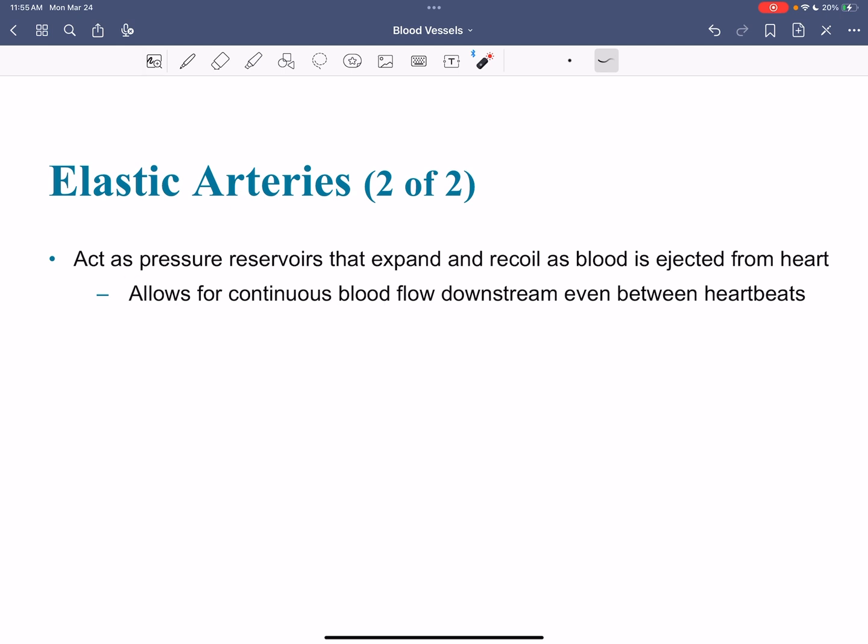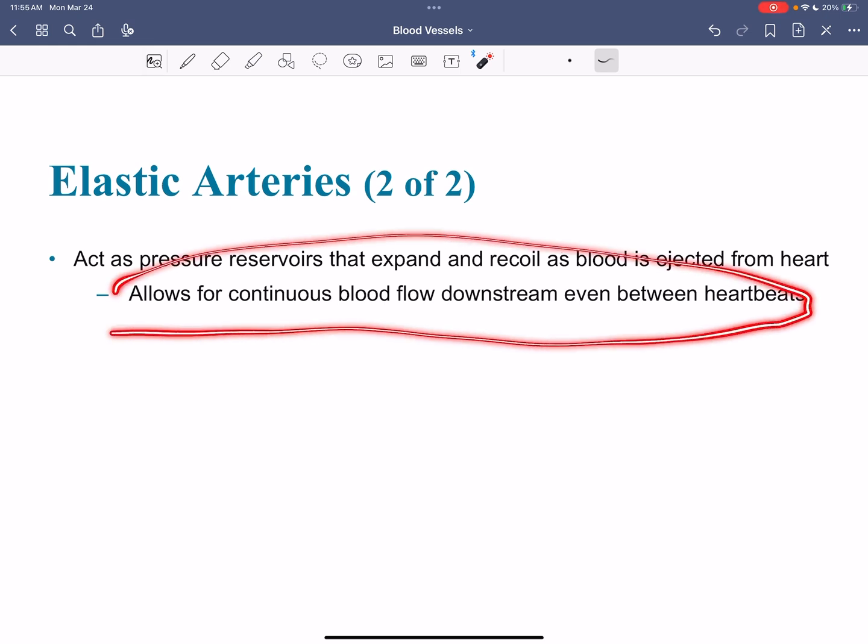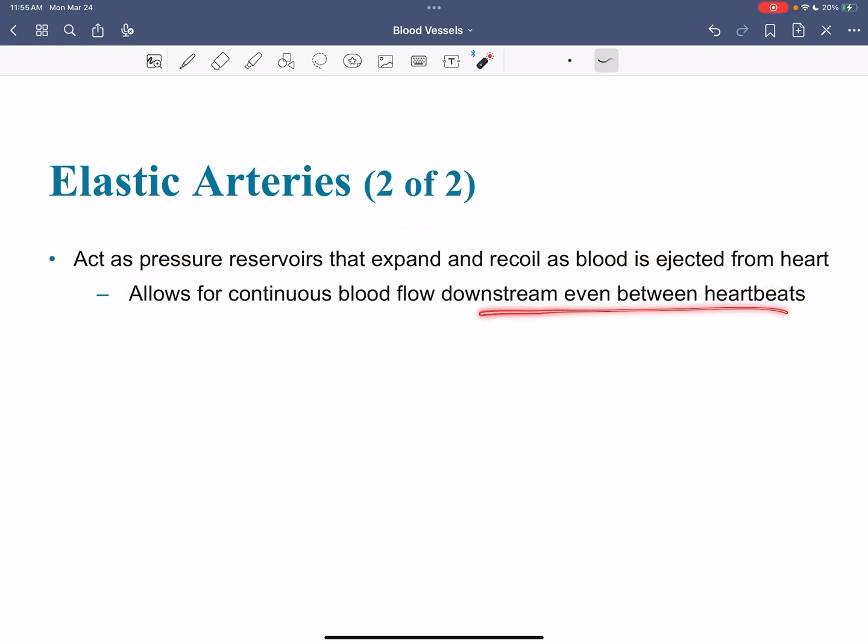So they act as pressure reservoirs that expand and recoil as blood is ejected from the heart. Yeah, it's a bit of a sponge. It's a bit of an elastic sponge, if you want to think about it. And what it's doing is soaking up some of the pressure from the high and the low, and trying to mitigate those extremes as blood moves into the smaller arteries, and allows for continuous blood flow downstream, even between heartbeats.